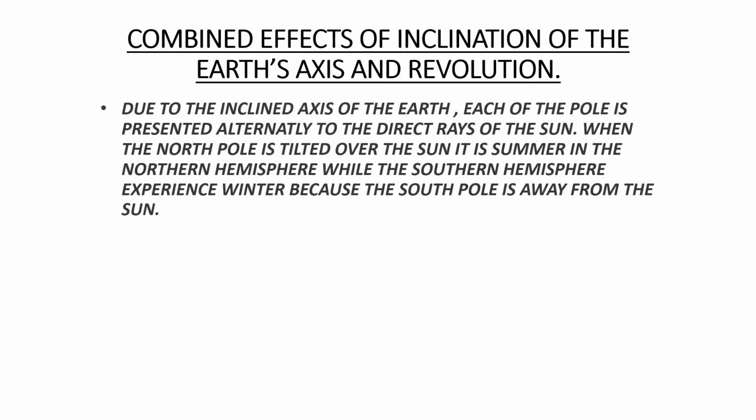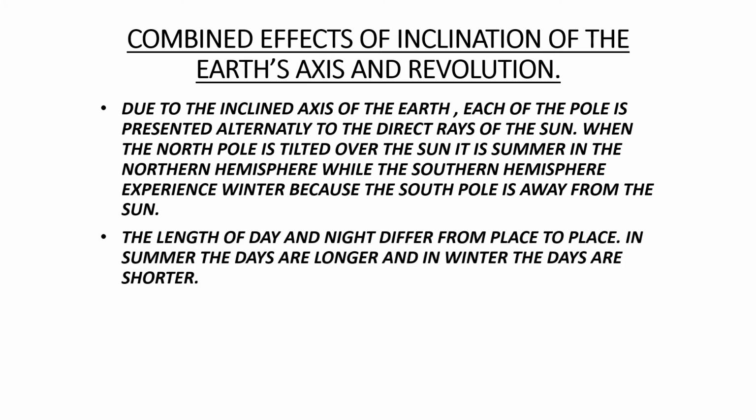Combined effects of inclination of the Earth's axis and revolution. Due to the inclined axis of the Earth, each of the poles is presented alternately to the direct rays of the sun. When the north pole is tilted towards the sun, it is summer in the northern hemisphere, while the southern hemisphere experiences winter because the south pole is away from the sun.